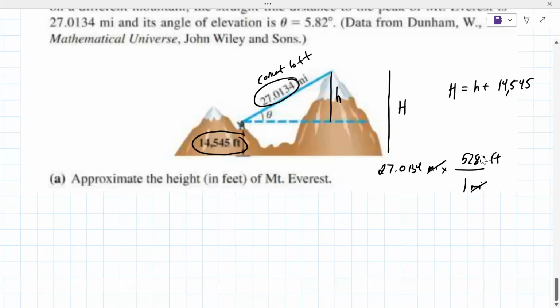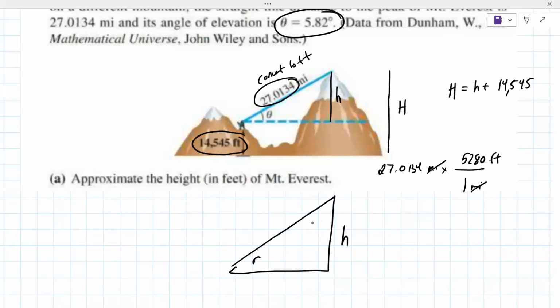So we need to convert that to feet. Now, once we get that value, we're going to have the hypotenuse in feet, the height, and they give you the angle there. So you're going to have enough. You need a side and an angle, basically. So could you get a hypotenuse here?